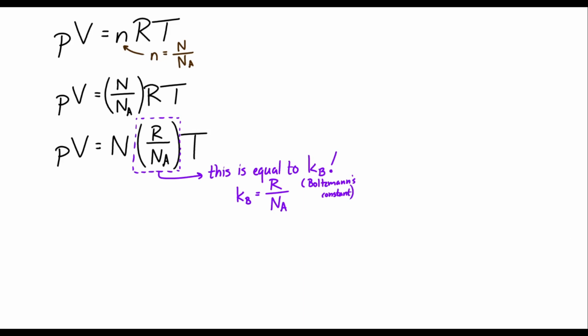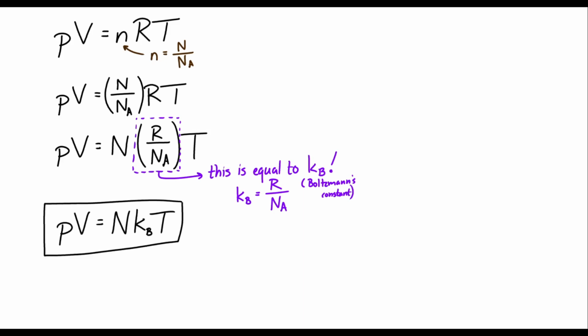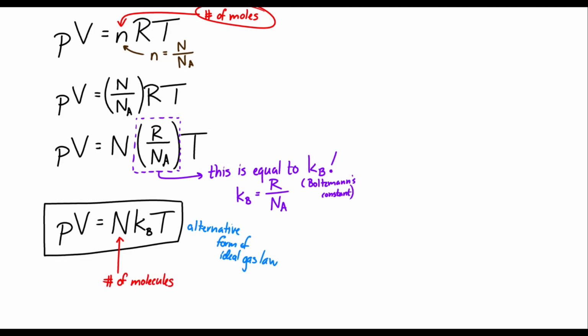So we have another expression, another way to write the equation of state for an ideal gas. PV is equal to NkT. Now, this one, keep in mind, this N is different than the n in PV equals nRT. In PV equals nRT, the n is the number of moles. In PV equals NkT, that N is the number of molecules. And you get the combined expression in your data booklet.